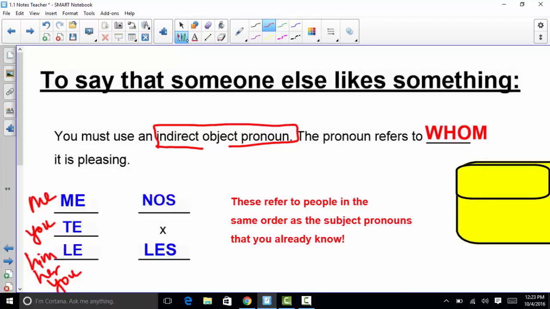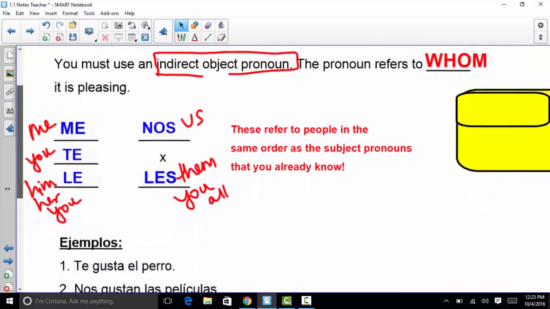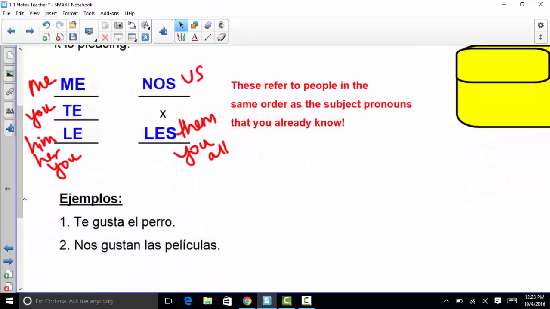The nos is going to refer to us, it's pleasing to us. And the les can either be it's pleasing to them or it's pleasing to you all. Okay, so the same order that your subject pronouns would go in. So a couple of examples here. Te gusta el perro would be you like the dog.